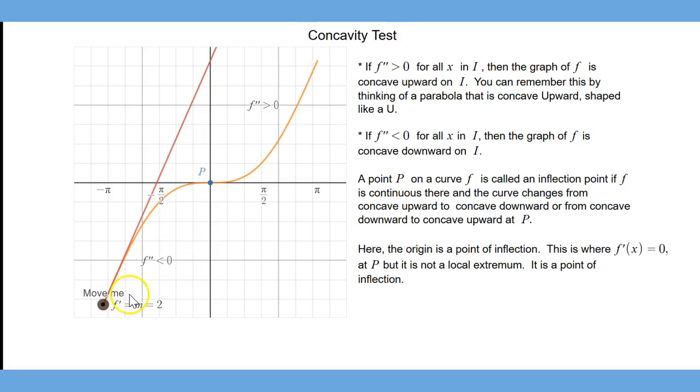So in this case, that critical value at the origin is also an inflection point. And that's where it changes from concave down to concave up.